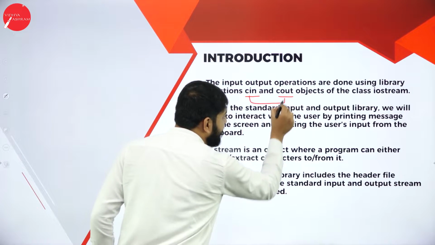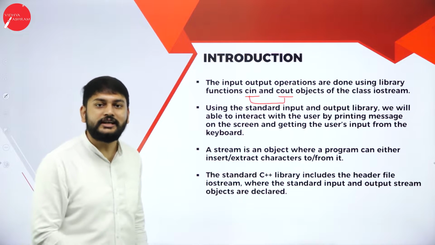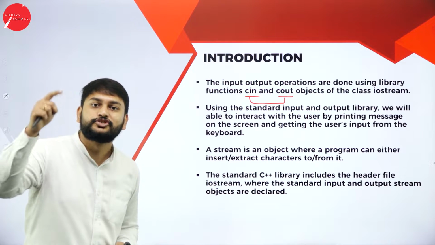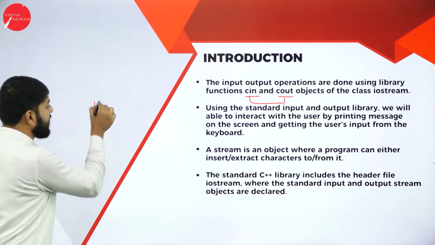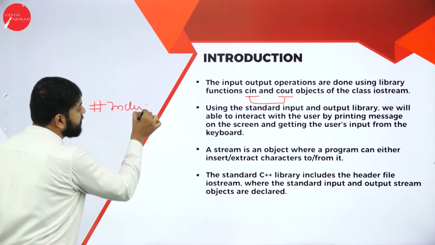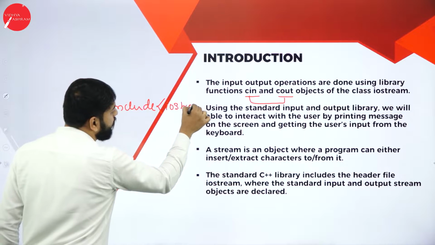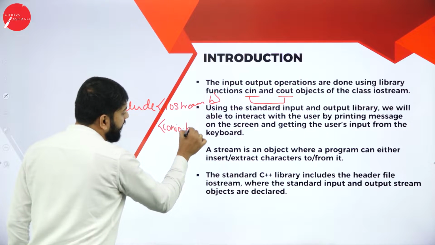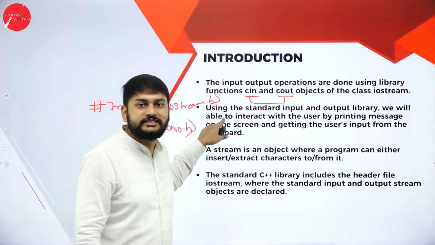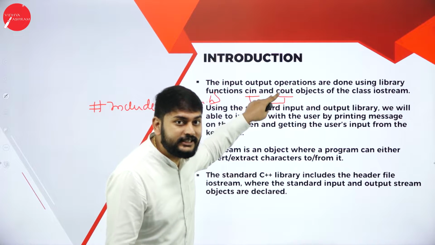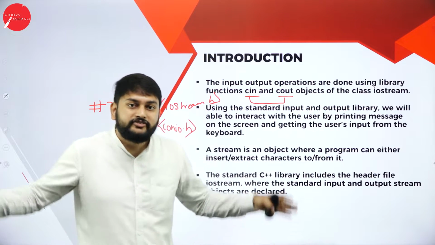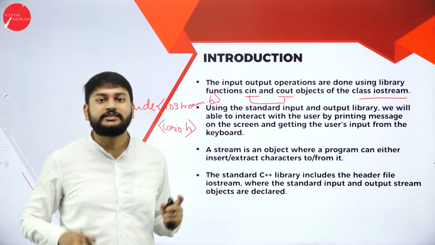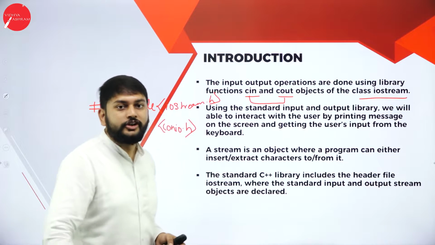This CIN and COUT in the previous class I have already discussed. So I have something called header files. How many header files have we discussed? We have discussed hash include iostream.h and conio.h. Do you remember conio.h? So guys, we have discussed this. Please recollect that. CIN and COUT are the objects that I have stored in the class called iostream. Please understand that. That is the first point that you should remember.